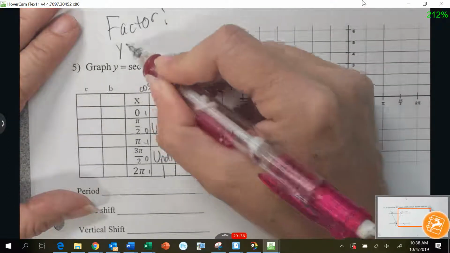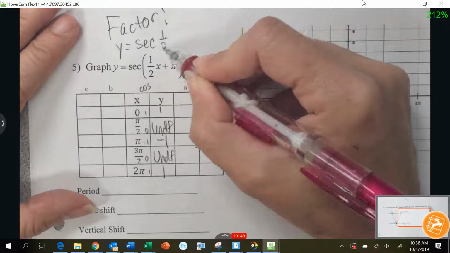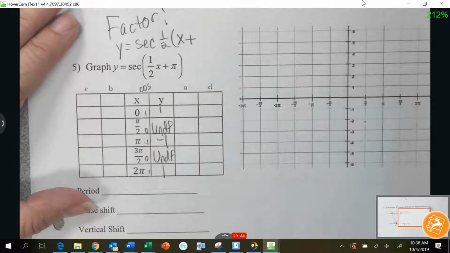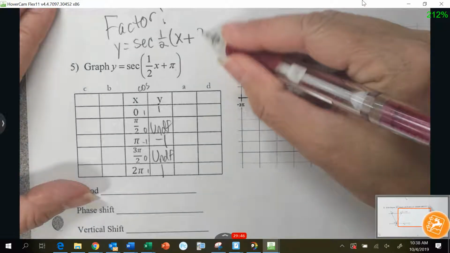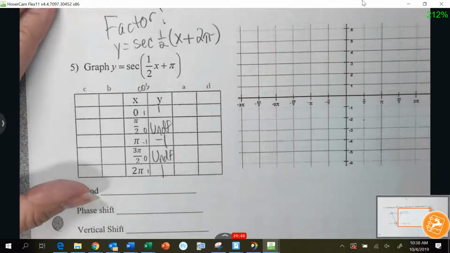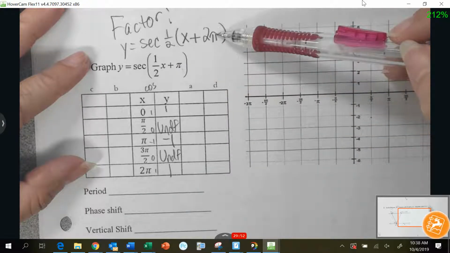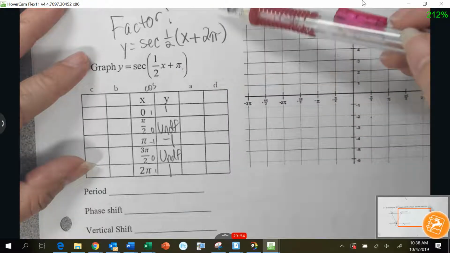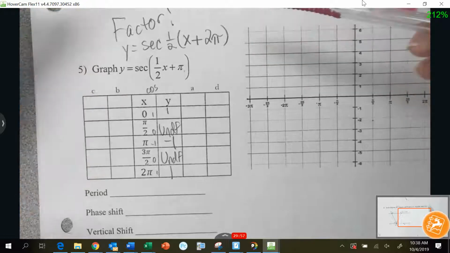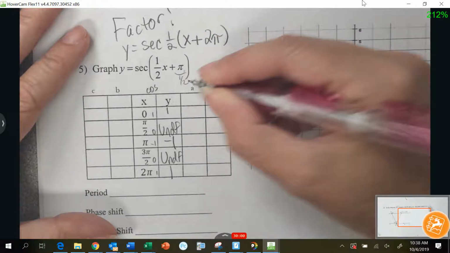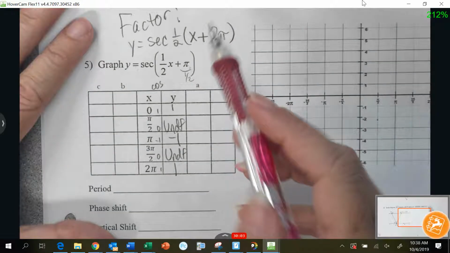So we're going to have y equals secant 1/2 parenthesis. We're going to take out that 1/2 and get x plus 2 pi. So you can think about that backwards. You can say half times what gives me pi? Half of what is pi? Well, half of 2 pi. Or you can divide by a half, which is the same thing as multiplying by 2.